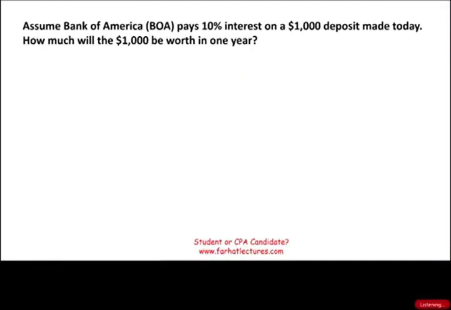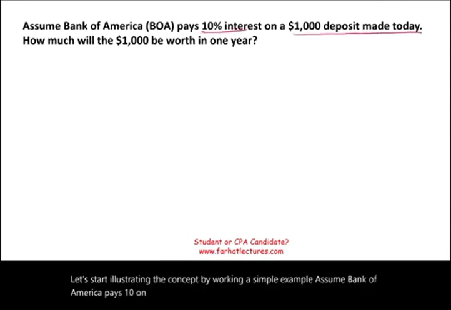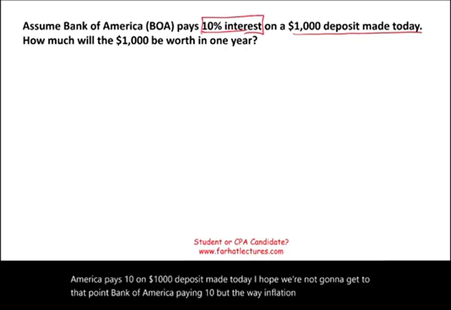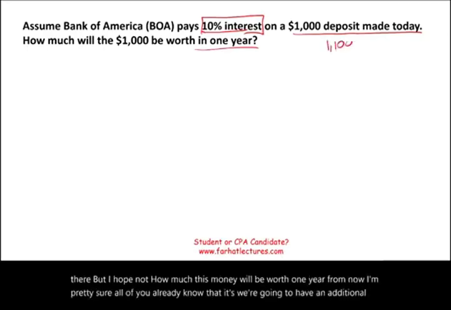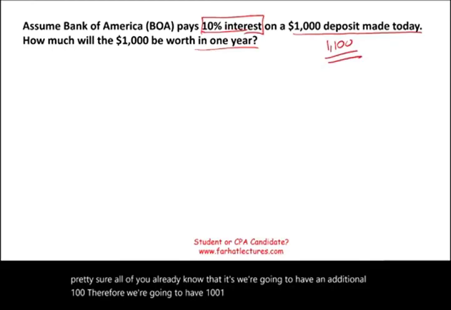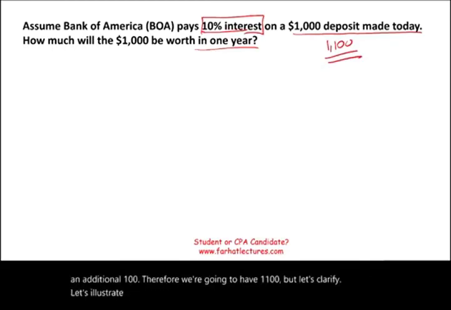Let's start illustrating the concept by working a simple example. Assume Bank of America pays 10% on $1,000 deposit made today. I hope we're not going to get to that point, Bank of America paying 10%, but the way inflation is going, we can get there, but I hope not. How much will this money be worth 1 year from now? I'm pretty sure all of you already know that we're going to have an additional 100, therefore we're going to have 1,100. But let's illustrate the formula because we could have multiple years.